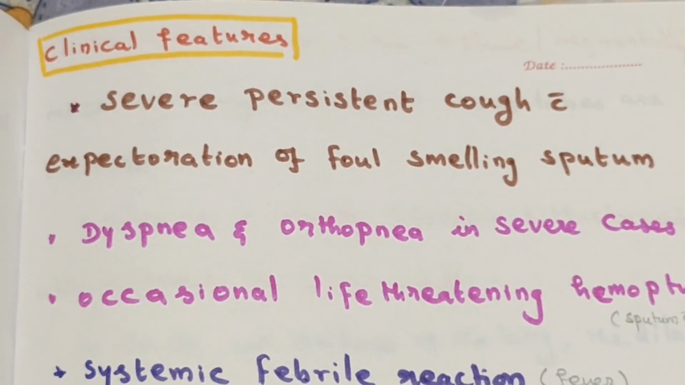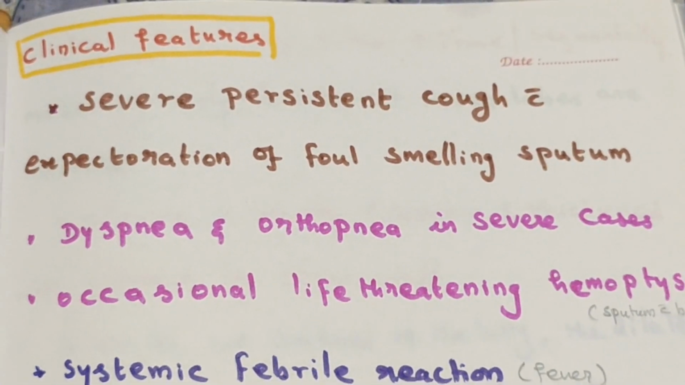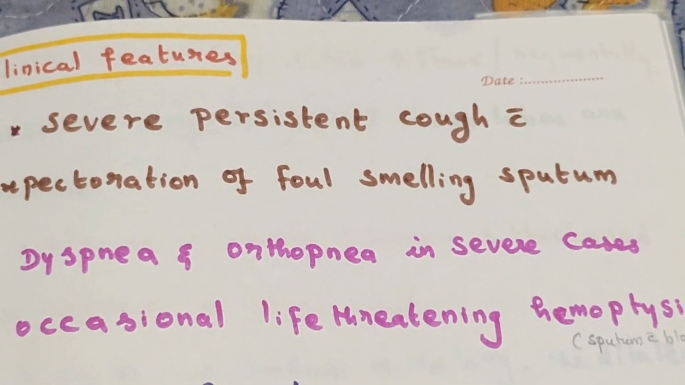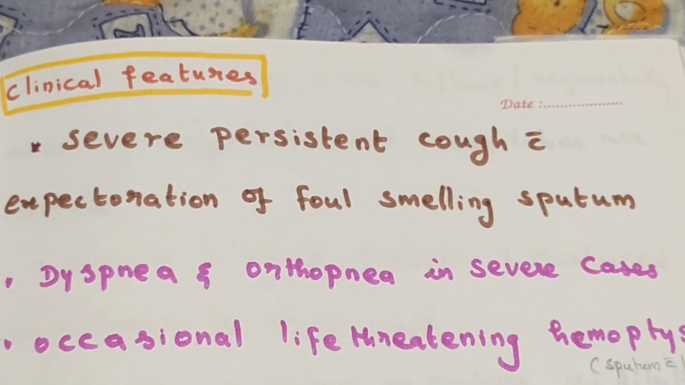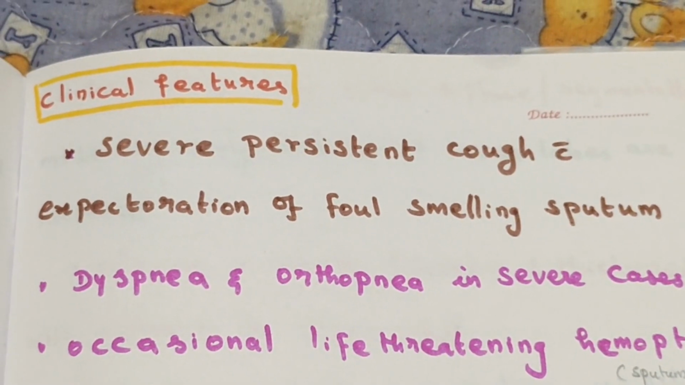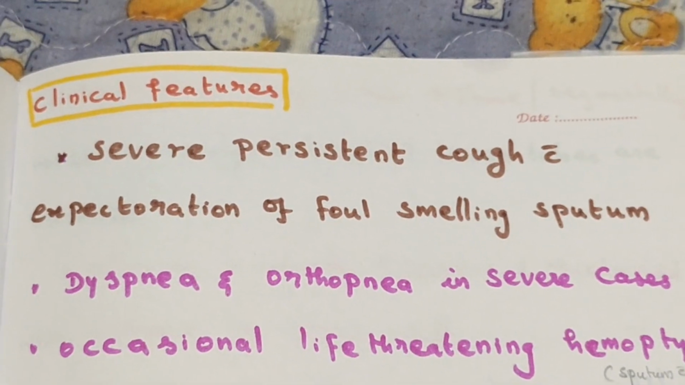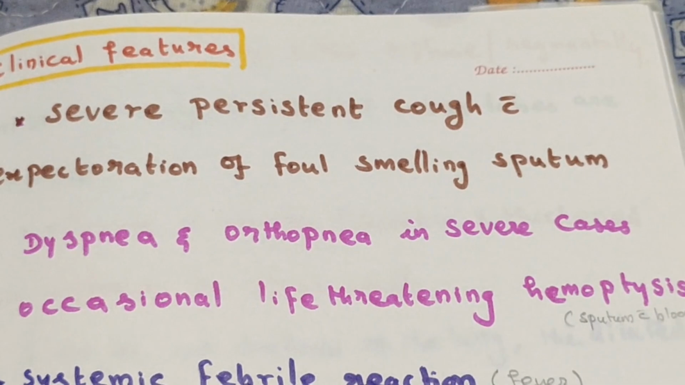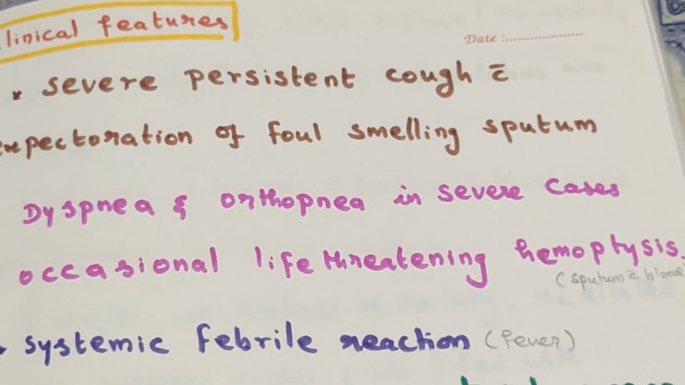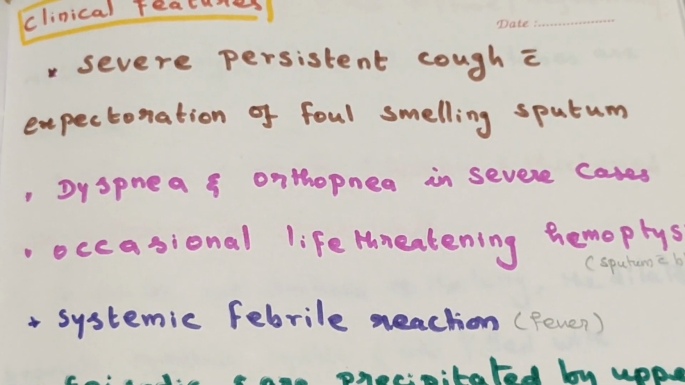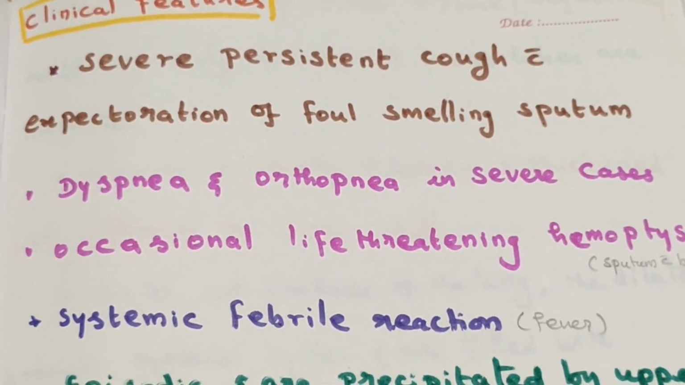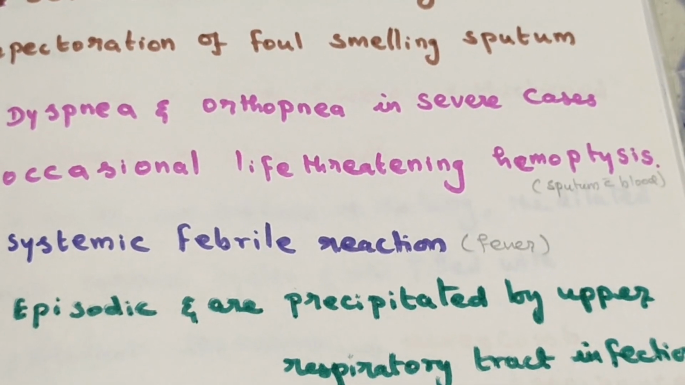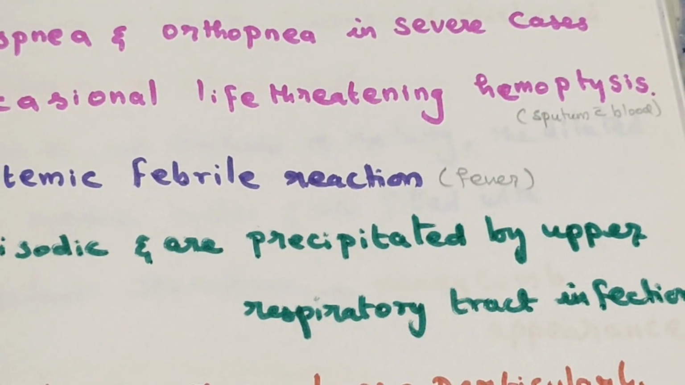Then what are the clinical features? The most common presentation of bronchiectasis is severe persistent cough with expectoration of foul-smelling sputum. Then dyspnea and orthopnea in severe cases. Occasionally there would be life-threatening hemoptysis in the process of destruction of bronchi and bronchioles.